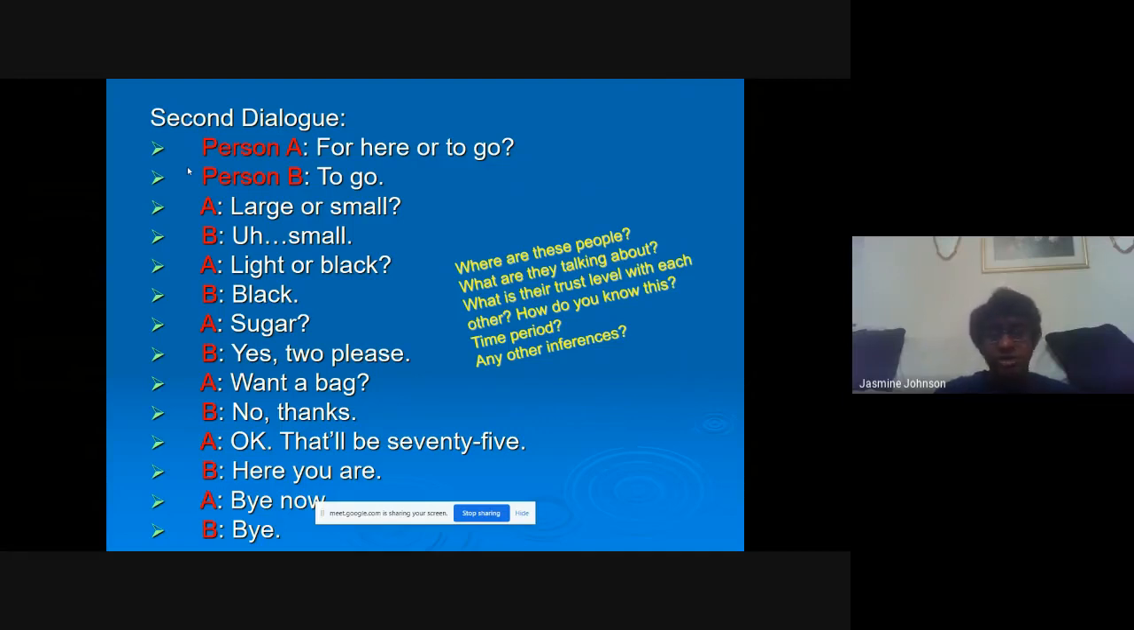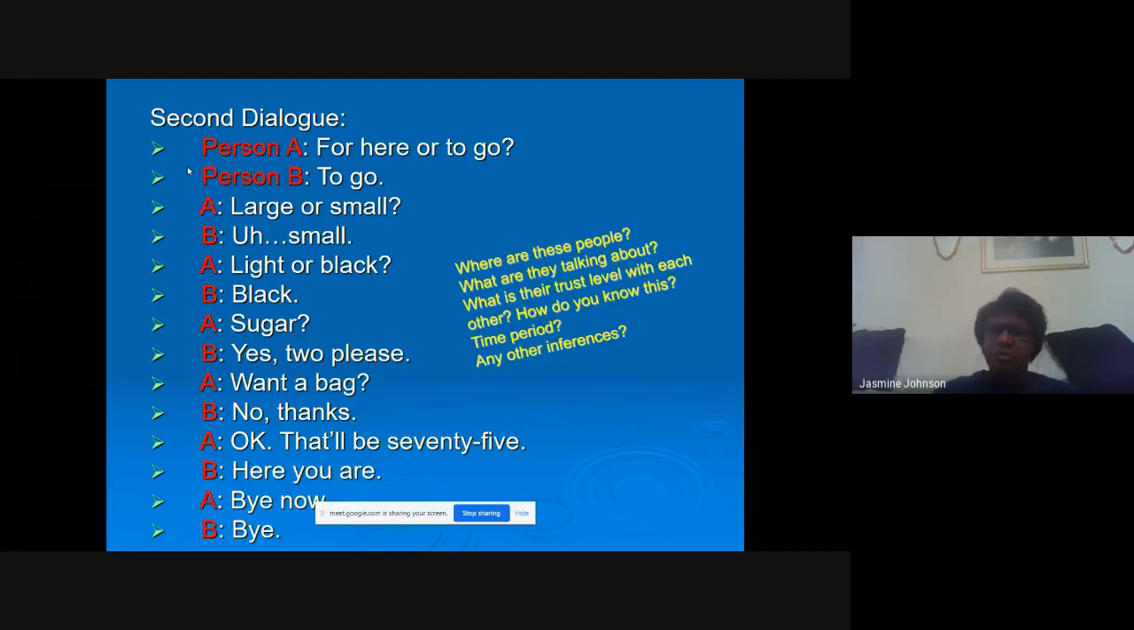What is their trust level with each other? I guess person B trusts person A enough to place their order with them. So there's some level of trust there. It doesn't have to be a super large level of trust for there to be some. Do we know anything about the time period here? No, not necessarily from what we have. It seems like they're drinking coffee, but people drink coffee any time of the day. But then again, I'm not sure what light coffee is, so it may not be coffee.